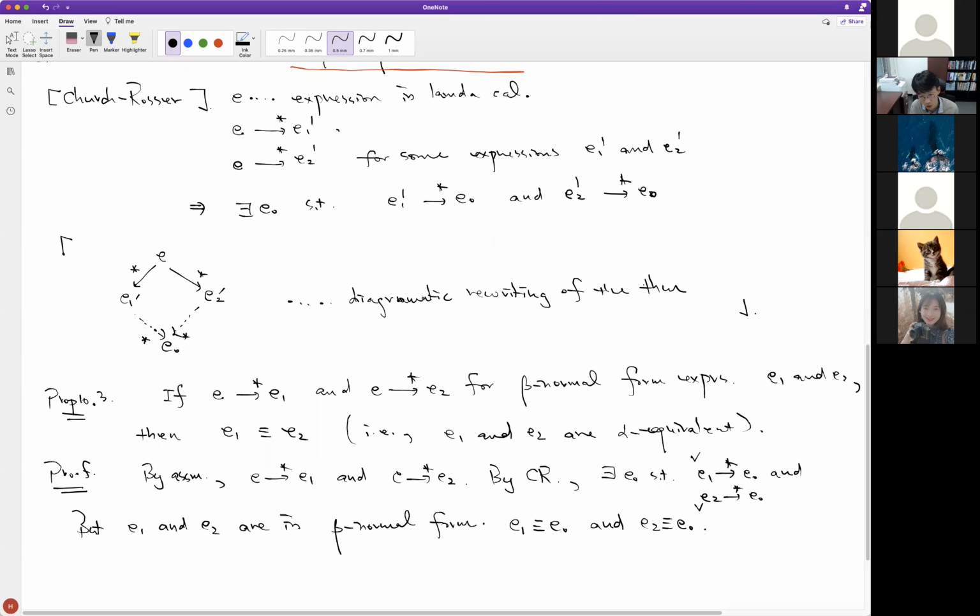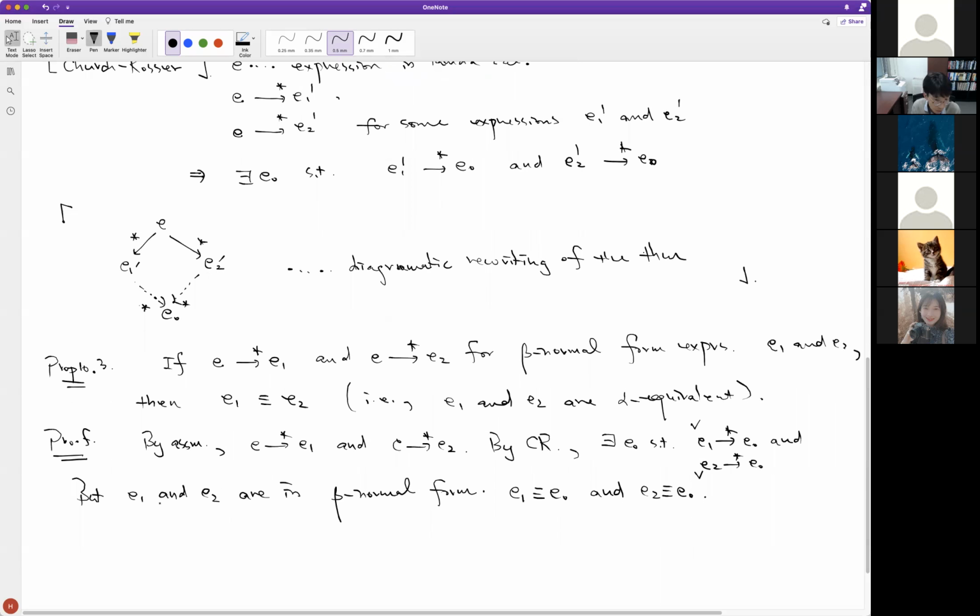Because we cannot use contraction at all, E1 and E0 should be essentially the same. Here the notion of same means alpha equivalent, because this is defined with respect to alpha equivalence clauses. So what does that mean? If E1 is alpha equivalent to E0 and E2 is alpha equivalent to E0, and alpha equivalence is an equivalence relation, then E1 and E2 are alpha equivalent. That's exactly the claim of this theorem.